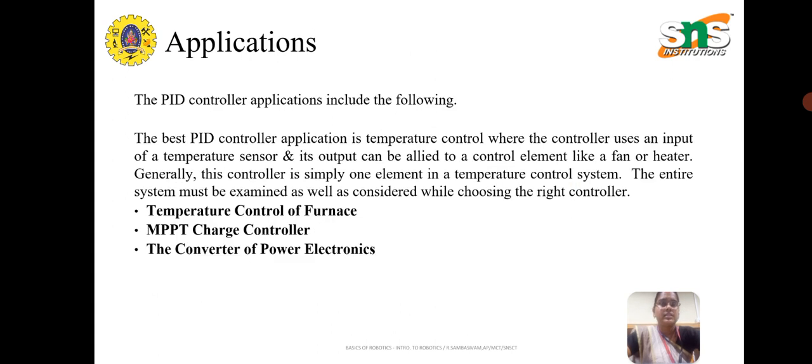Let us discuss the application of this PID controller. The best PID control application is temperature control, where the controller uses the input of the temperature sensor and its output can be applied to a control element like a fan or a heater. Generally, this controller is simply one element in the temperature control system. The entire system must be examined as well, by choosing the right controller. So not only the temperature controller in a control system, but we also have to concentrate on the other parameters. Other applications include temperature control of a furnace, MPPT charge controller, and the converter of power electronics.